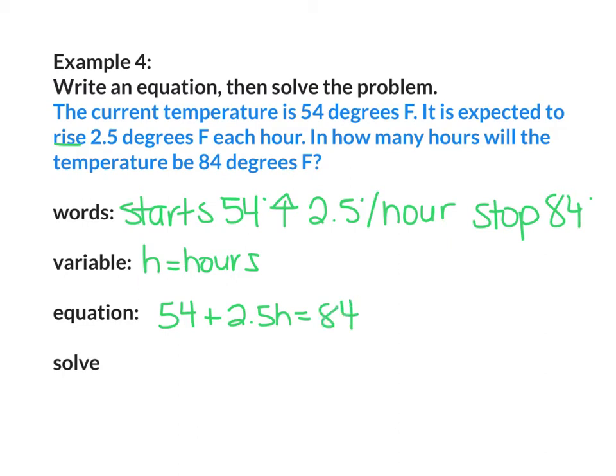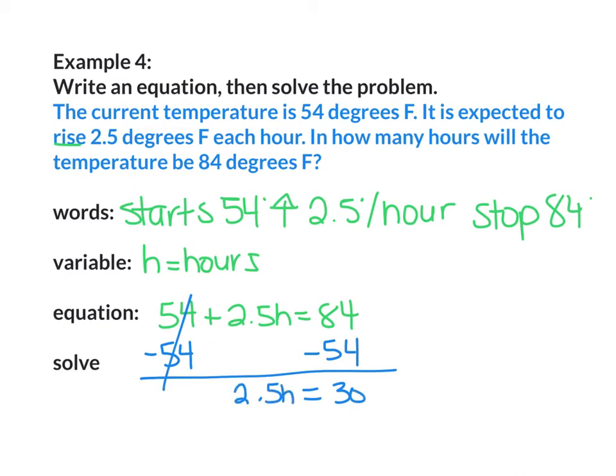So what I need to do is get 54 to the other side. So I'm going to subtract 54 from both sides. The left side will cancel out. The right side is going to be 84 minus 54, which is 30. I'm going to bring down 2.5h. So now I need to divide both sides by 2.5. So the left side will cancel out, and then on the right side, I'm going to have 30 divided by 2.5.